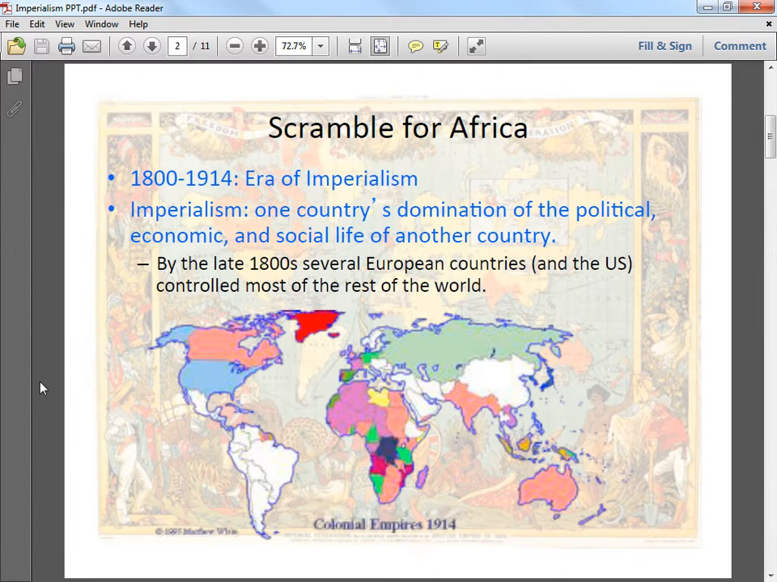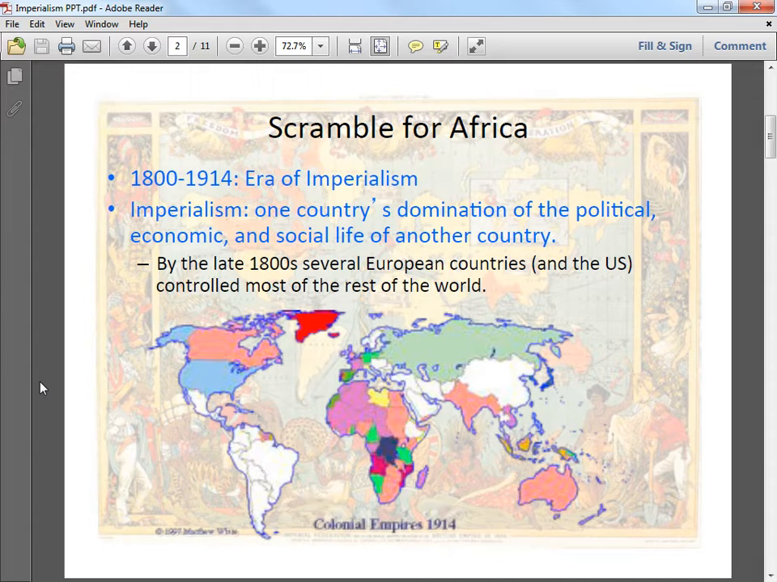So, the scramble for Africa. This occurs between 1800 and 1914, which is often known as the era of imperialism. 1914 is when World War I starts, which is why that generally is when we say that ends. So imperialism is one country's domination of the political, economic, and social life of another country.